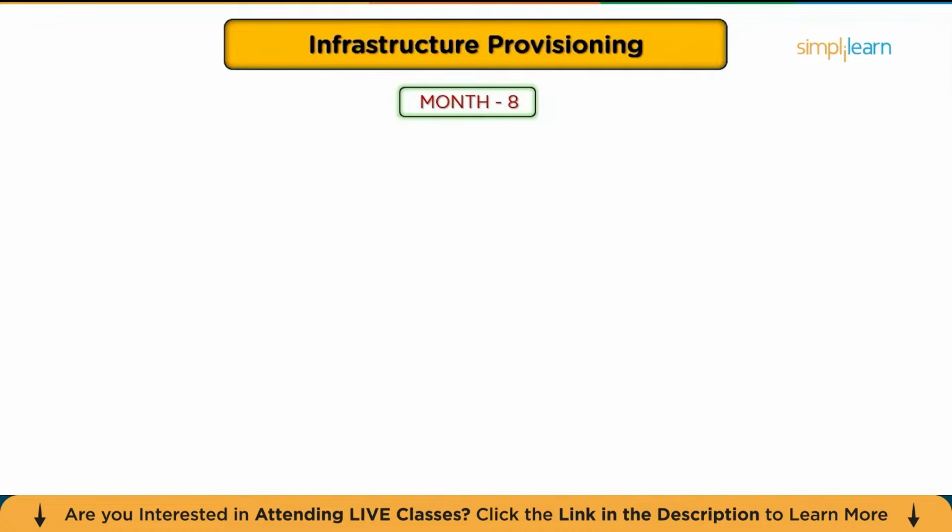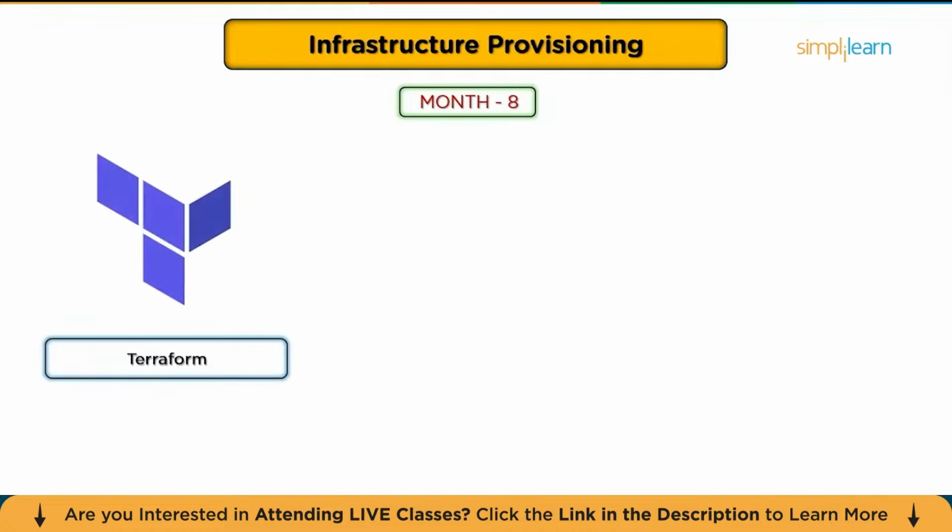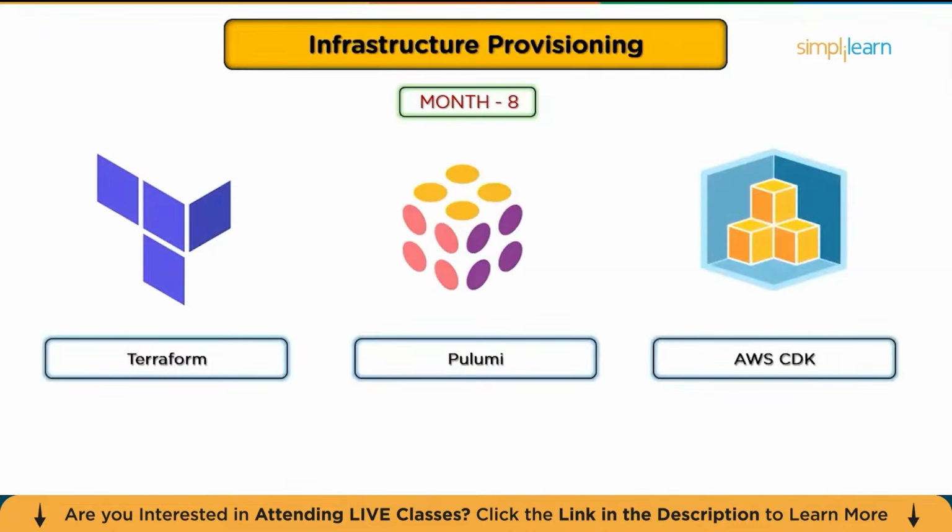But using traditional methods like ClickOps can be time consuming and hard to scale. So luckily, things have gotten a lot easier. Infrastructure provisioning is all about automating the setup of your infrastructure. Some of the key tools in this area are Terraform, Pulumi, and AWS CDK.